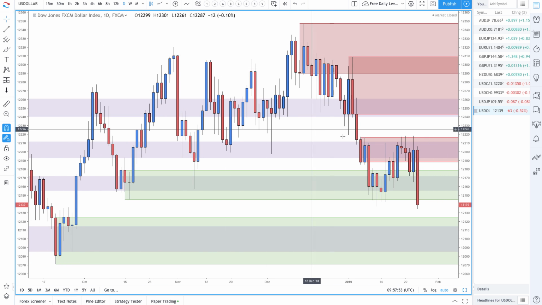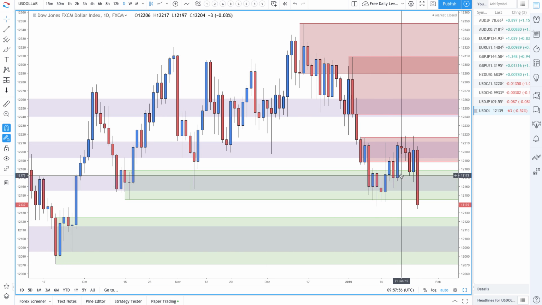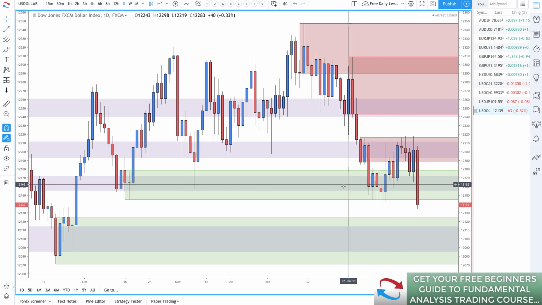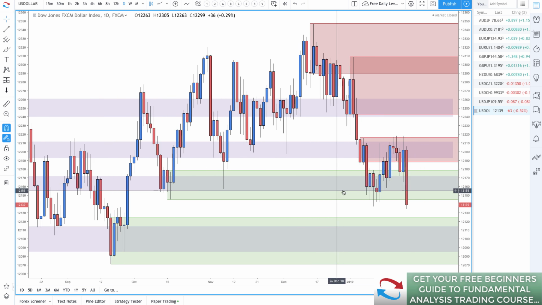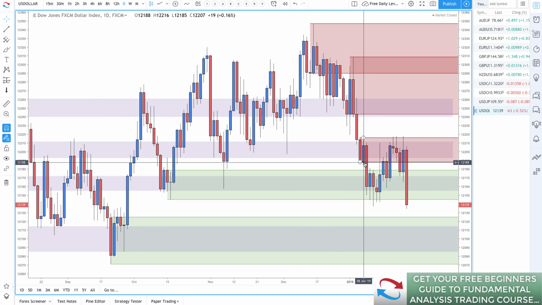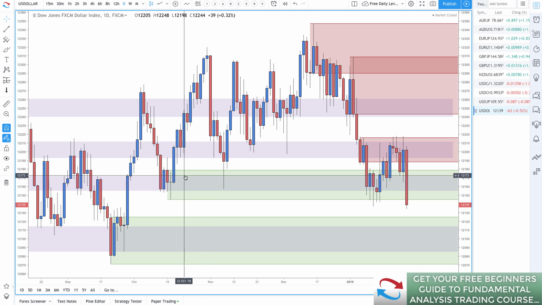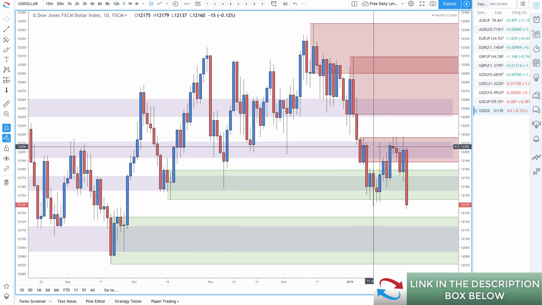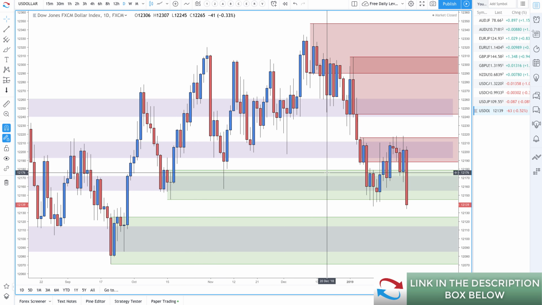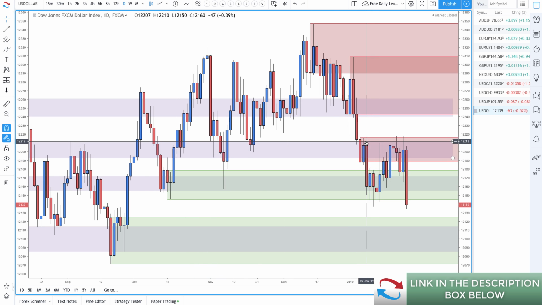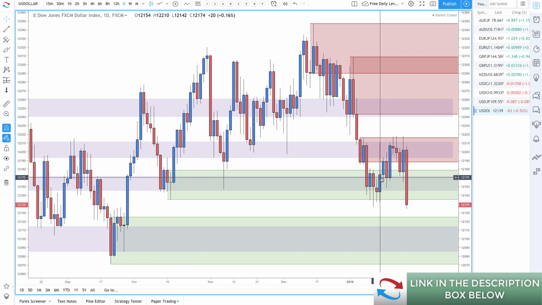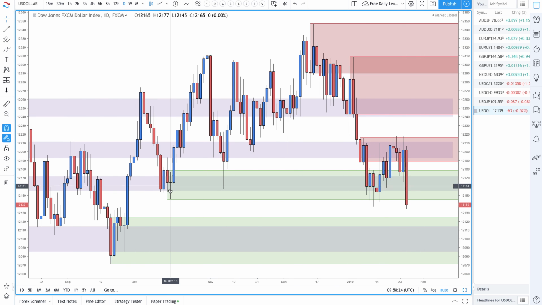The Dow Jones Dollar Index is a measure of dollar strength against the major currencies like the pound, the euro, and the yen, right? And what we're looking for, again, when we're looking at supply and demand, is areas of value. So in the past, demand zones and supply zones were considered areas of bargain, or they were considered an expensive area, right? So prices have come down into this demand zone here for the Dow Jones Dollar Index.